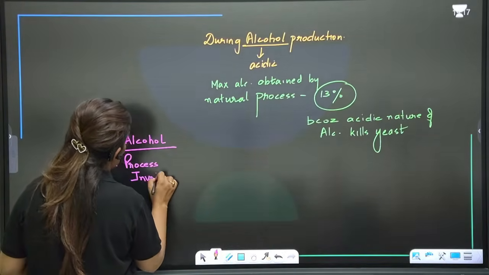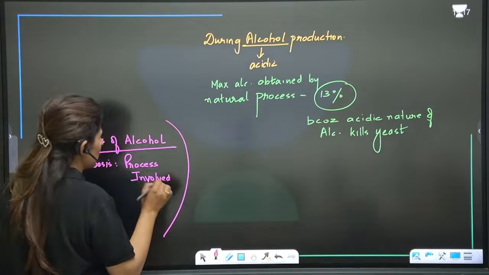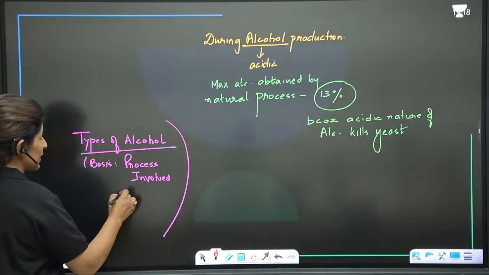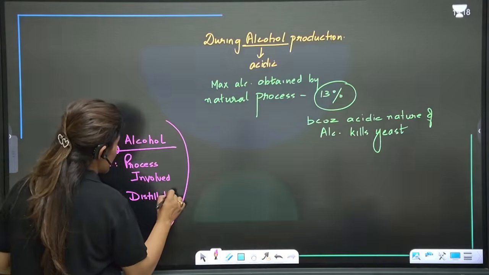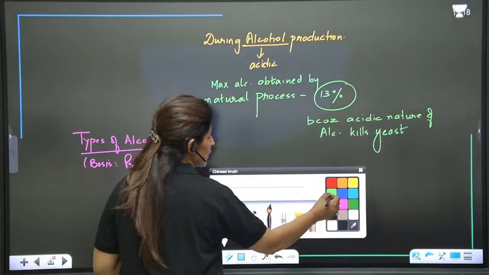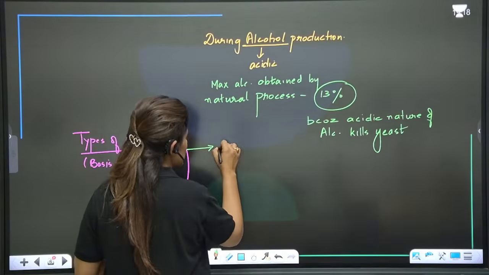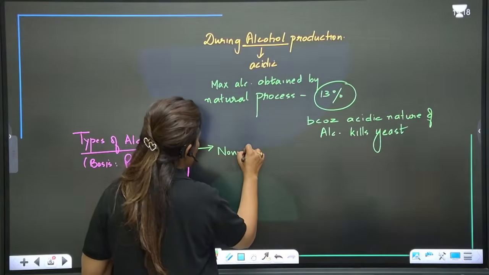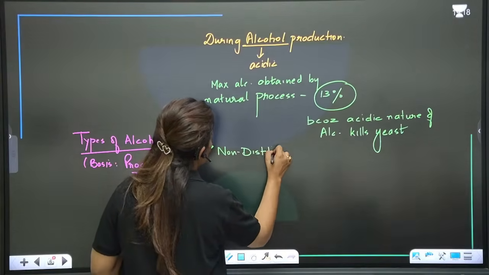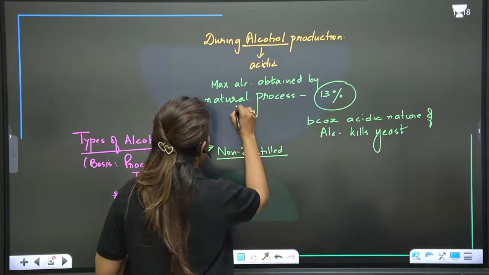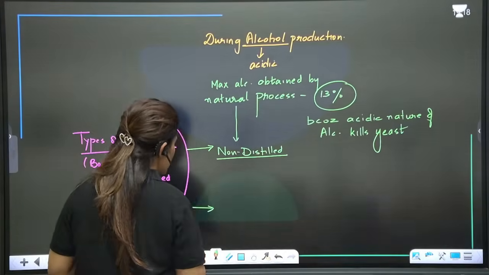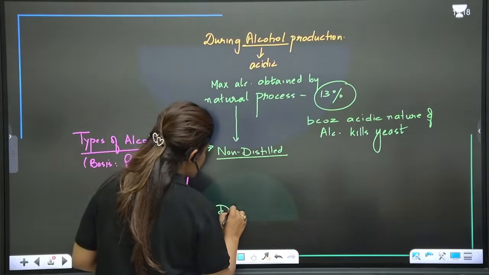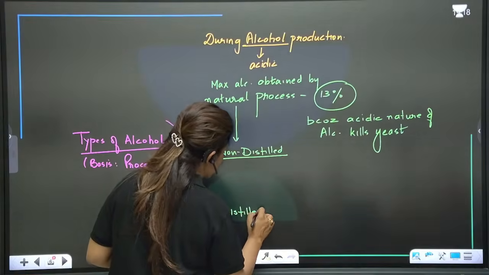Is that clear? So what is the process that we are going to involve here? That is distillation. There are types of alcohols which are obtained without distillation. We call them non-distilled or undistilled. Non-distilled are basically obtained by natural process, right? And those which will be obtained after distillation, we'll call them distilled alcohols, right?